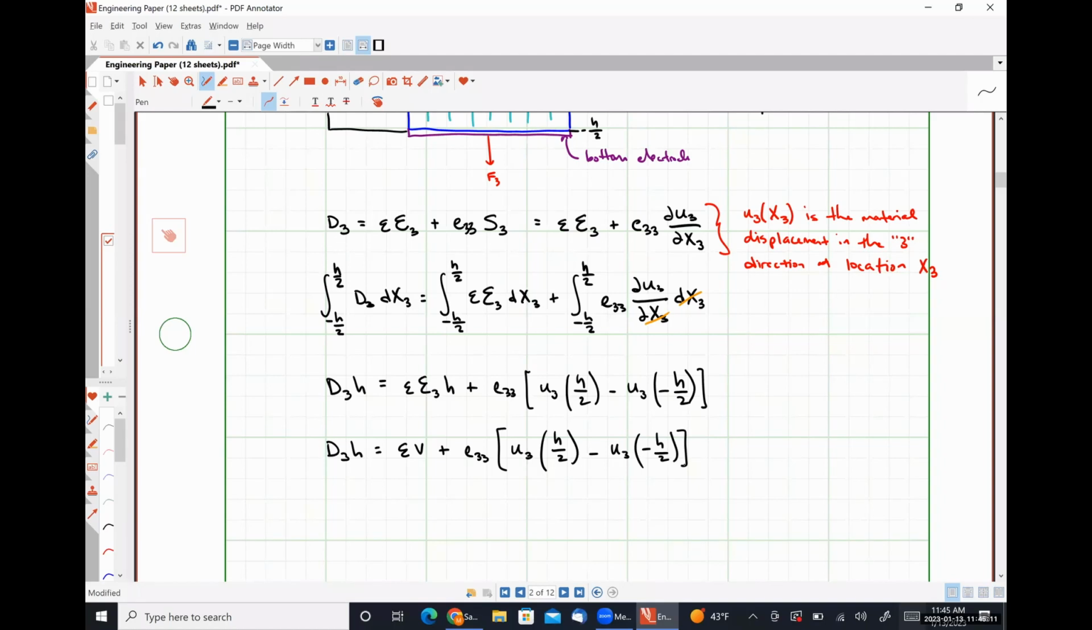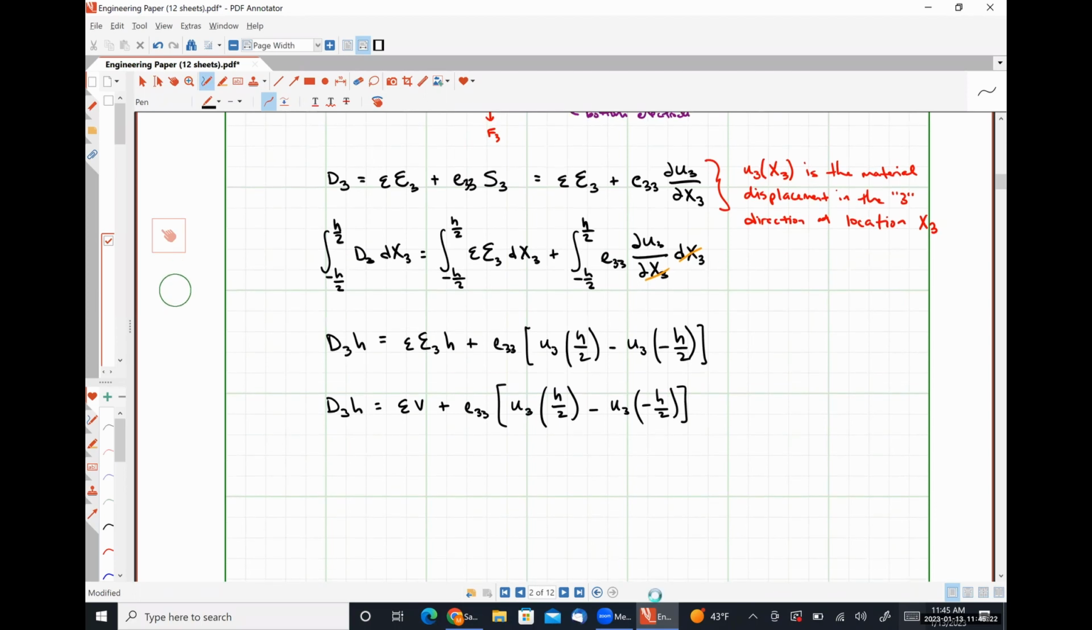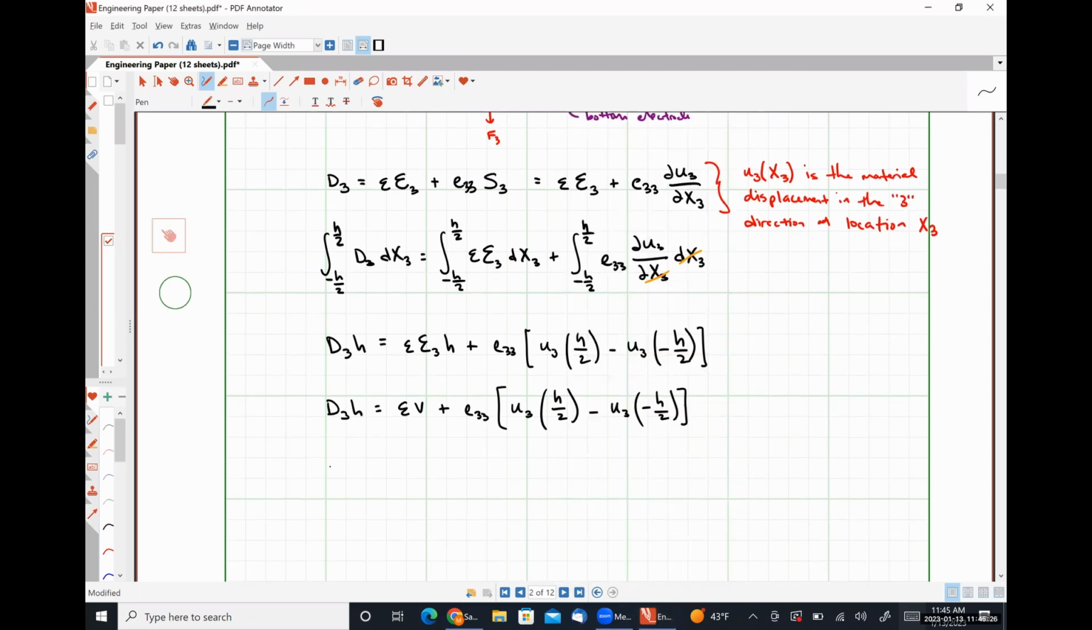Now we are going to multiply both sides by our plate area, which I'm going to call A3, and divide both sides by H. So we're going to wind up having A3 D3 equal to epsilon A3 over H times V plus E33 A3 over H times U3 at H over 2 minus U3 at negative H over 2.